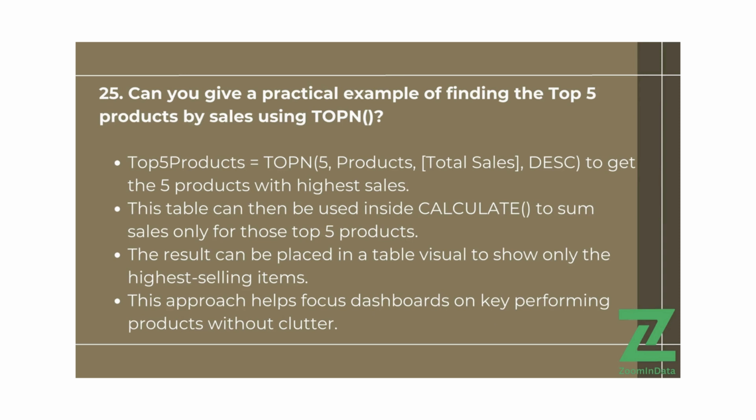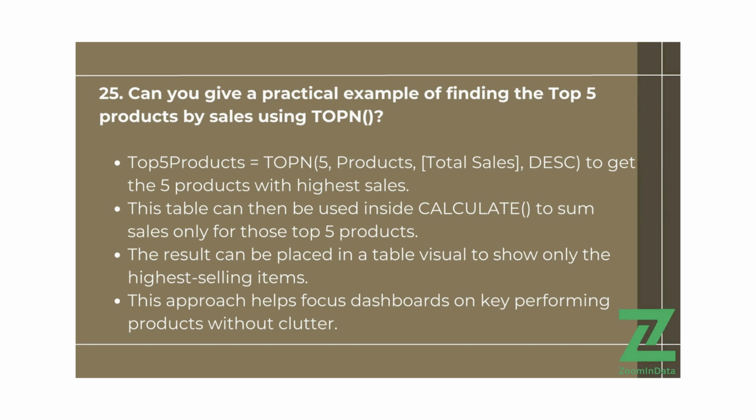25th question. Can you give a practical example of finding the top 5 products by sales using TOPN? Here's an example of how the TOPN function is used in Power BI. A calculation like Top 5 Products equals TOPN of 5 from the Products table, ordered by total sales in descending order, returns the 5 products with the highest sales. TOPN is very useful for ranking, highlighting best performers, and creating focused insights in dashboards.